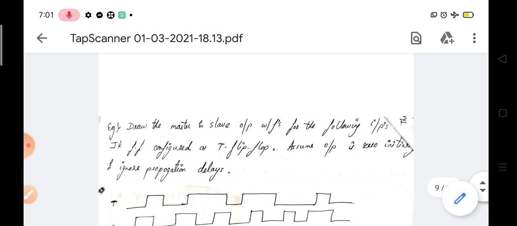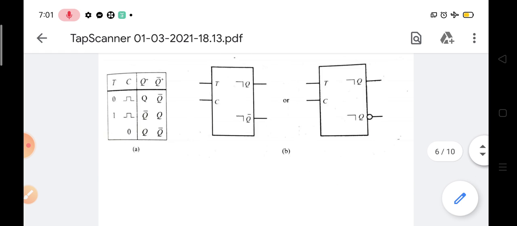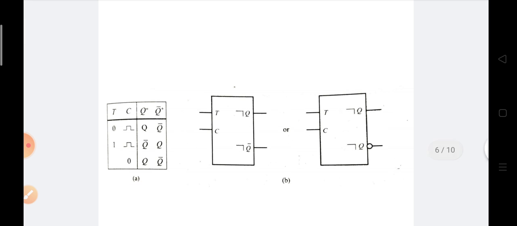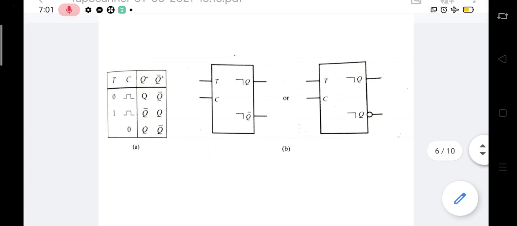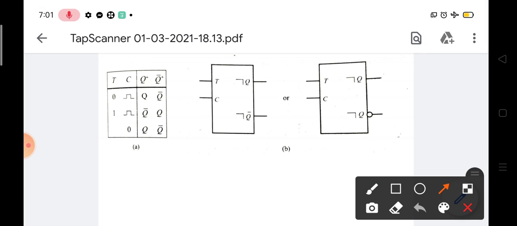For this, the first thing you should remember, as I told you, is the function table. This is the function table for the T flip-flop, where we know that if T is 0, my present output will be the same as the previous output, and if T is 1, my present output will be the complement of the previous output. However, for this to happen, my clock has to be 1. So we'll remember this and go to the diagram.